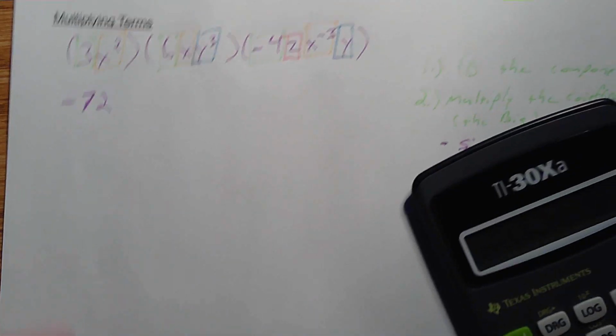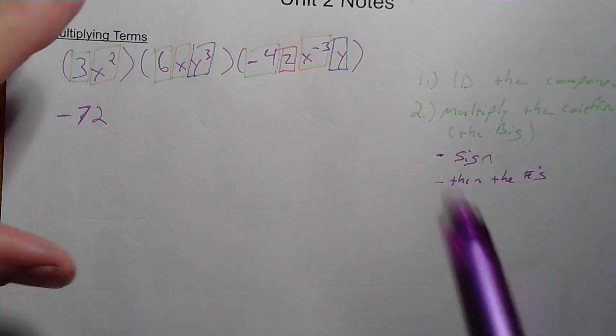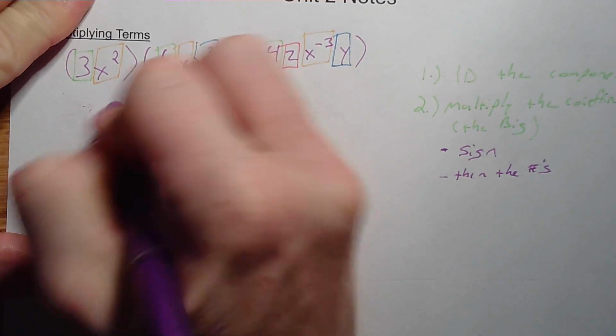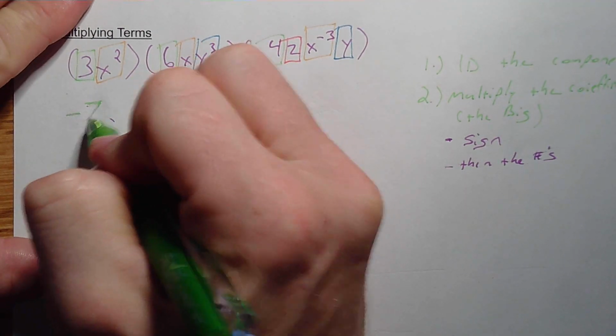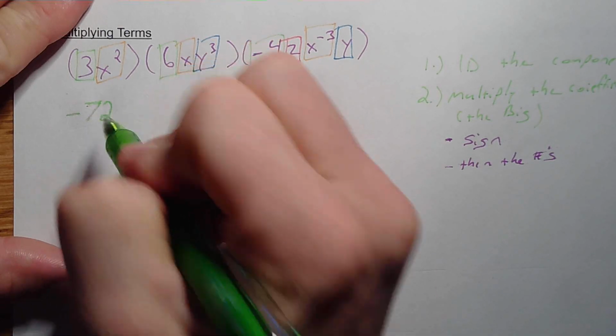Okay, so that is our variable. That should have been green. Make that green. Negative 72. Okay.